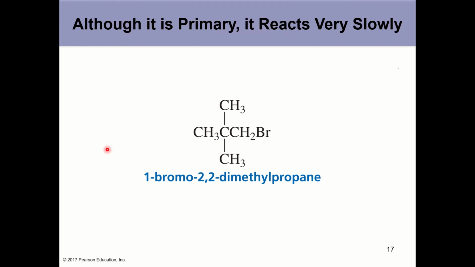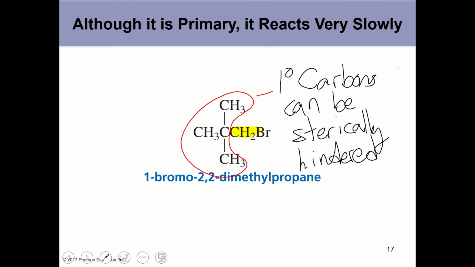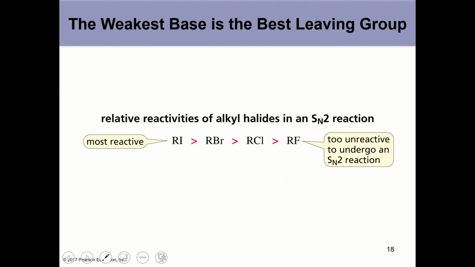Okay, so 1-bromo-2,2-dimethylpropane is a primary carbon. We have a primary alkyl halide because this carbon here is a primary carbon. It has only one bond to carbon. If it's a primary carbon, why does it react very slowly? Because there is still steric hindrance. Primary carbons can be sterically hindered if they are bonded to quaternary or tertiary carbons. So SN2 with steric hindrance can occur, but it will be very slow.